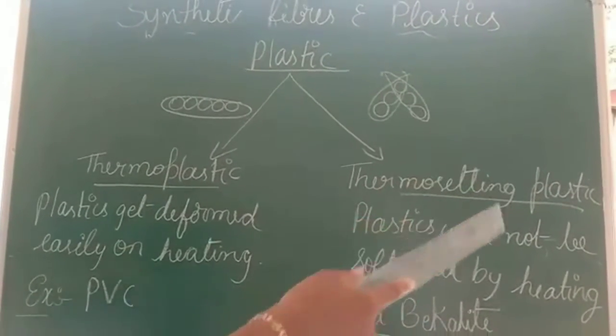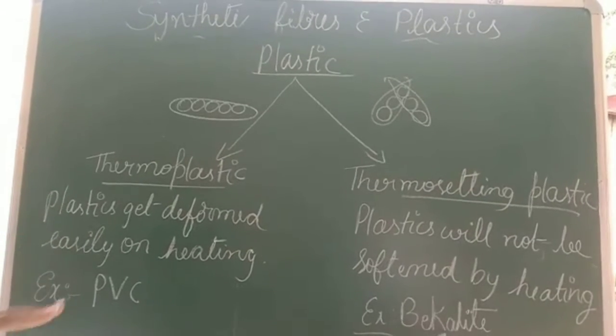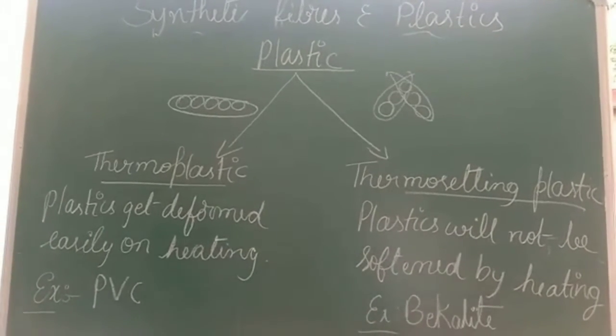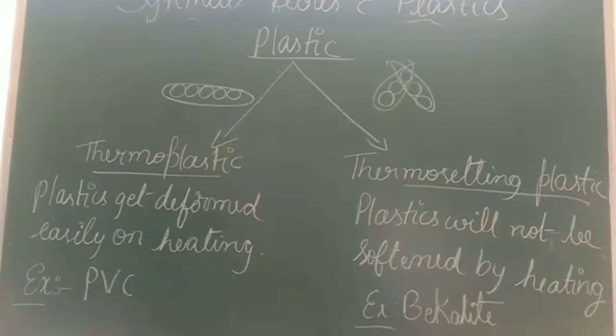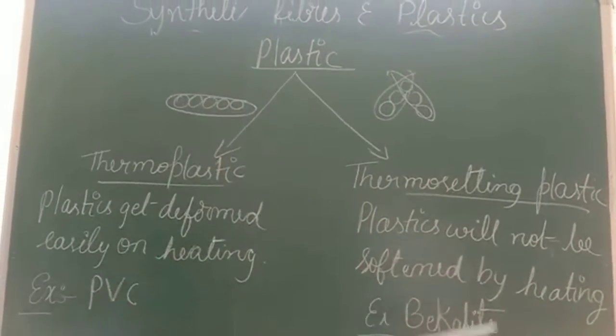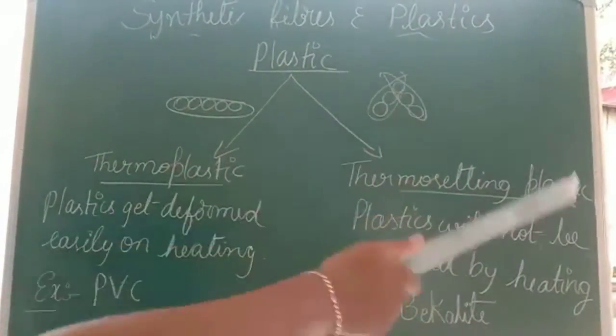It comes under thermosetting plastic, where it does not melt very easily. Even though a large amount of heat is produced, it does not melt very easily. So these are some of the differences between thermoplastic as well as thermosetting plastic.